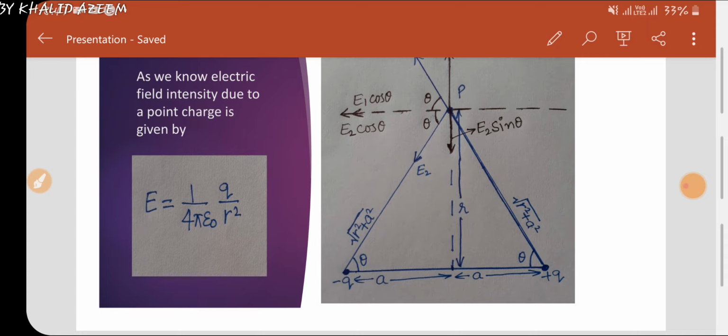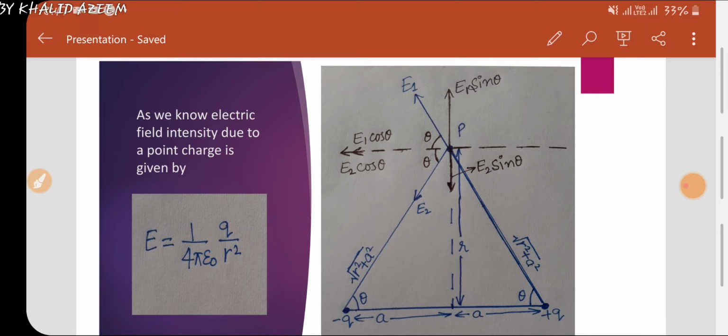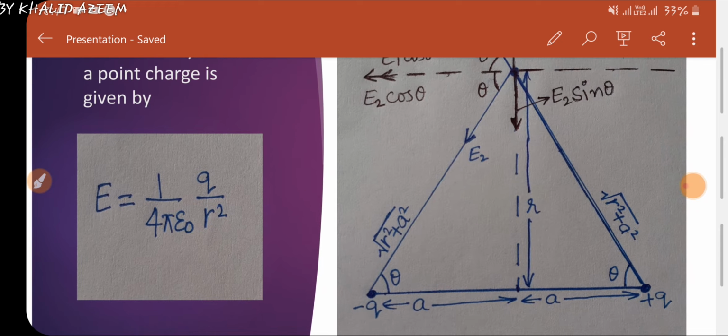Now E1 is the electric field intensity due to plus q charge and E2 is the electric field intensity due to minus q charge. So by Pythagoras theorem we can find these values. As these sides are equal, it means these angles will also be equal. If this angle is theta, then this angle is also theta because they are alternate angles.